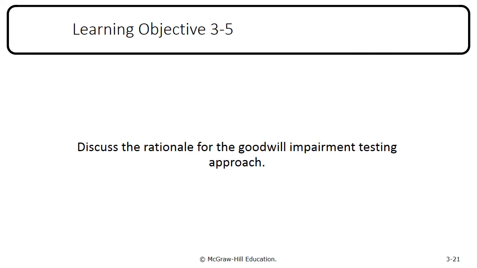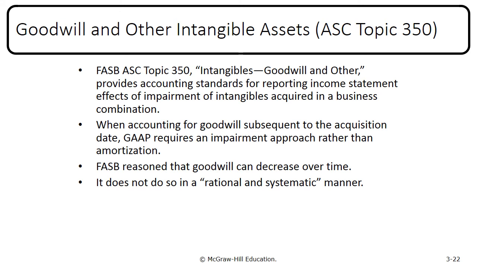What I want to wrap up talking about, and I know I'm not going to cover everything there is, but goodwill. After all of that, we have to test to make sure goodwill doesn't lose value. Goodwill impairment testing. And you should have learned this back in intermediate accounting, but I'm going to teach it like you didn't. So under FASB topic 350, it tells us how to determine impairment of intangibles.